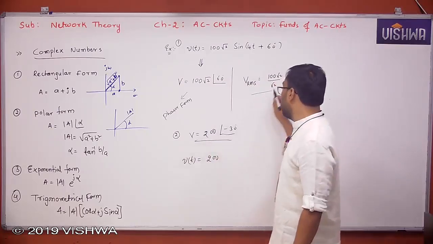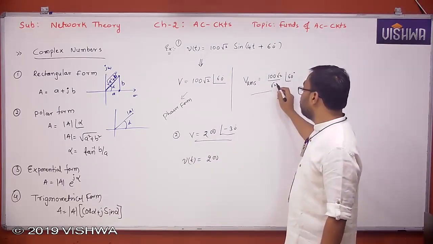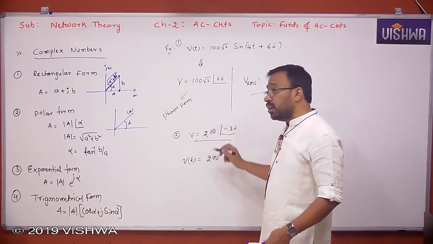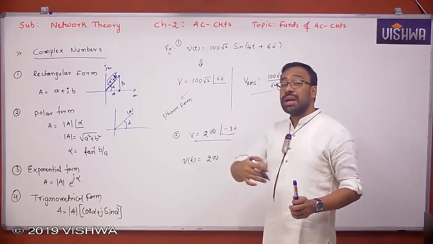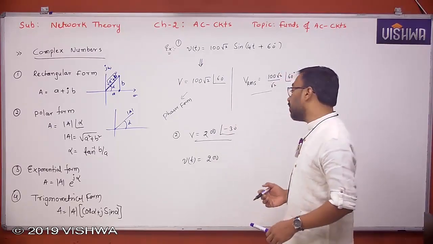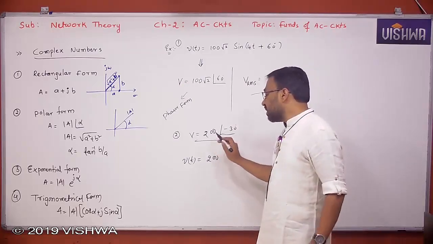If it is an RMS form, what is this? RMS form means this is an RMS value. Then I need to get the maximum value. RMS is equal to maximum by root 2. Then maximum is equal to RMS into root 2, you will get. Yes or no? Therefore, you must be careful. Generally, phasor form is given.